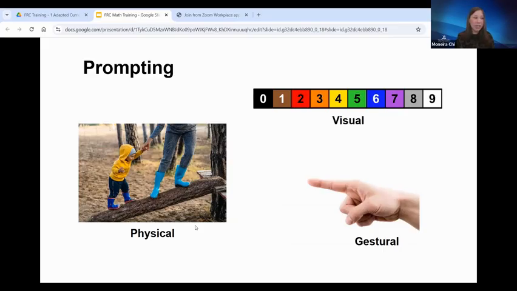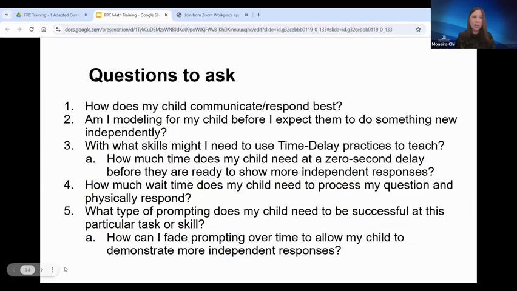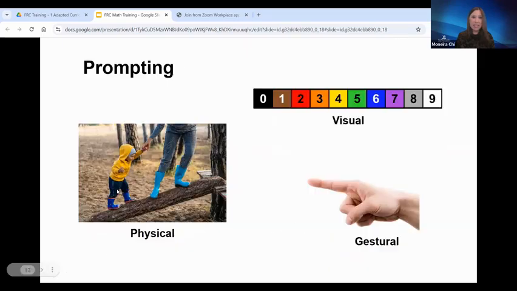Again, if you feel comfortable entering into the chat, can you think of other types of prompts that you have used or use with your children on a regular basis?